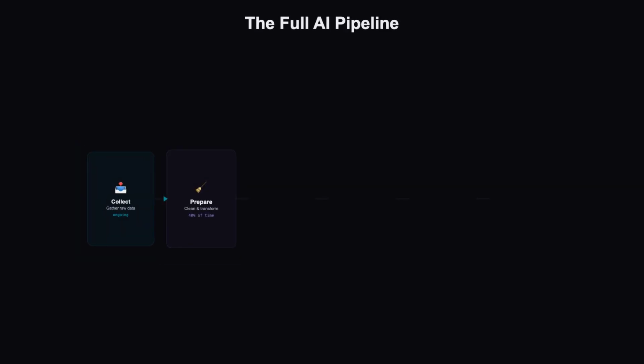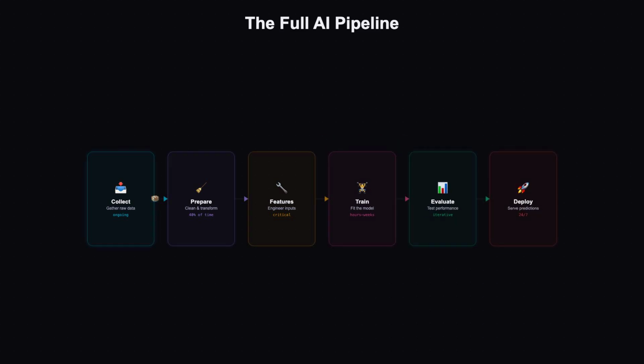Here's the full pipeline at a glance. Data collection, data preparation, feature engineering, model training, evaluation, and deployment. Each stage feeds into the next, and the whole thing loops back when the model needs retraining. Let's walk through each stage.